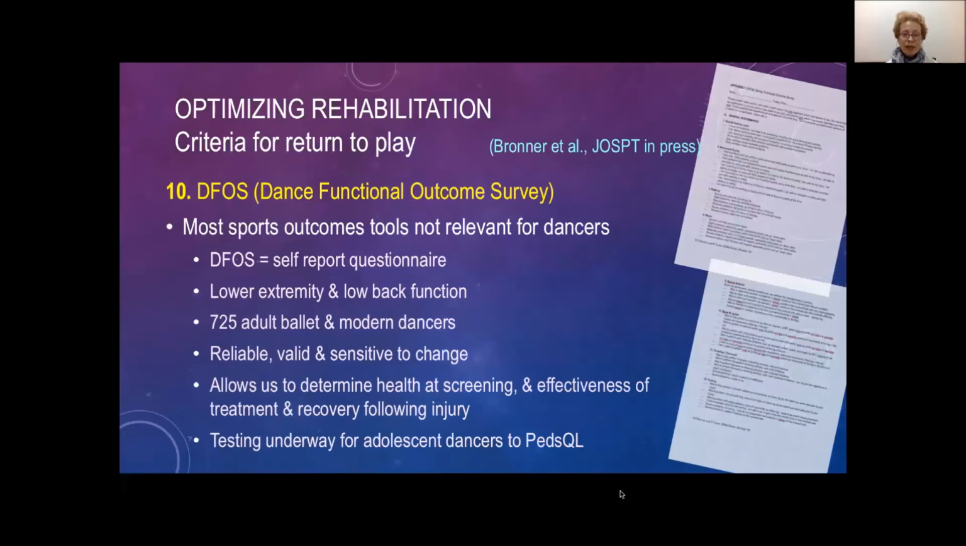Number 10, the Dance Functional Outcome Survey is an outcomes tool we developed because most sports outcomes tools are not relevant. It's a self-report questionnaire that focuses on the lower extremity and low back function. We used this on 725 adult modern and ballet dancers. We'll be publishing in the Journal of Orthopaedic and Sports PT. It's in press now. It was reliable and valid and sensitive to change. So this allows us to determine their health at screening and the effectiveness of treatment and recovery following injury.